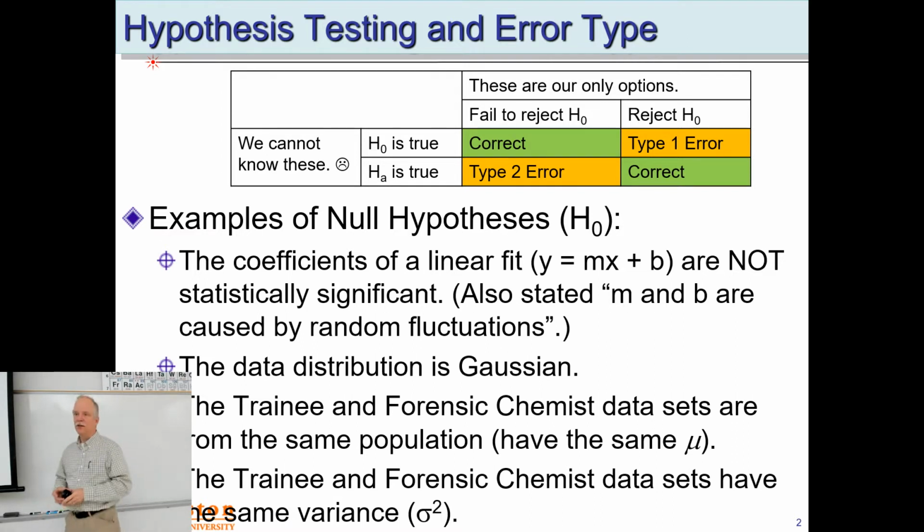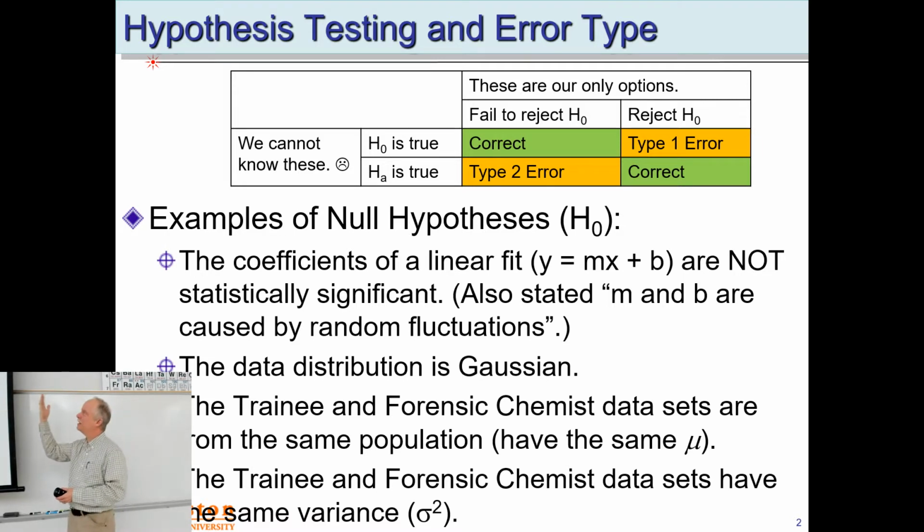And just like Aristotle said, if you say that it is, and it is, that is true. And if you say that it isn't, and it isn't, that is true. Those are the two green squares up there. If you fail to reject H0, and H0 is reality, is true, then you've made a correct answer. And if you say that it isn't, and it isn't, then you're correct. But if you're wrong, if you say that it isn't, and it is, then you've got a type 1 error. And if you say that it is, and it isn't, you've got a type 2 error.